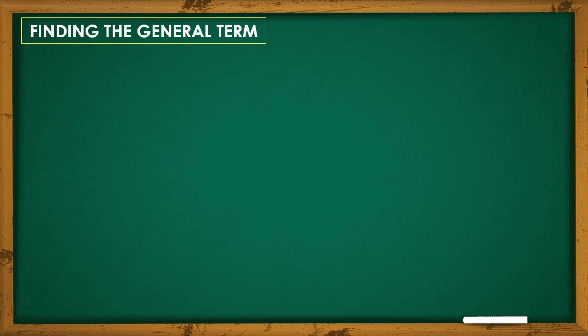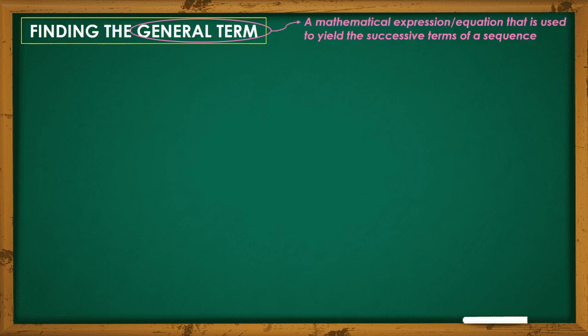Subukan naman natin yung susunod na lesson. Finding the general term. Ano ba ang general term? A general term is a mathematical expression or equation that is used to yield the successive terms of a sequence. So, yung pinag-usapan natin kanina, given the equation, inisa-isa natin yung mga terms ng isang sequence. Ngayon naman, let's reverse the solution. Ang hahanapin naman natin ay ang general term or yung equation given ang mga terms ng isang sequence.